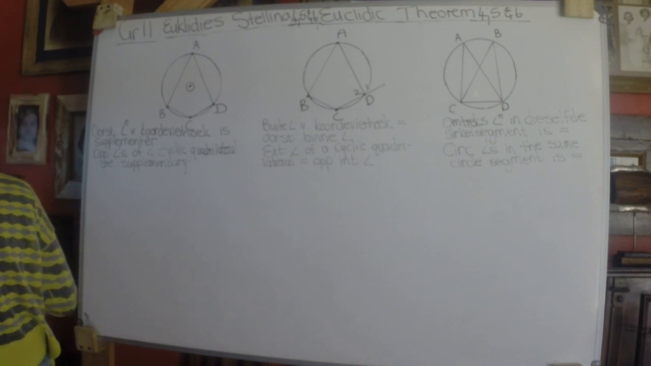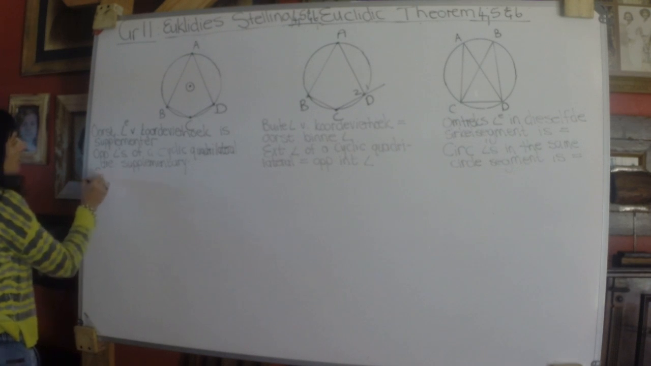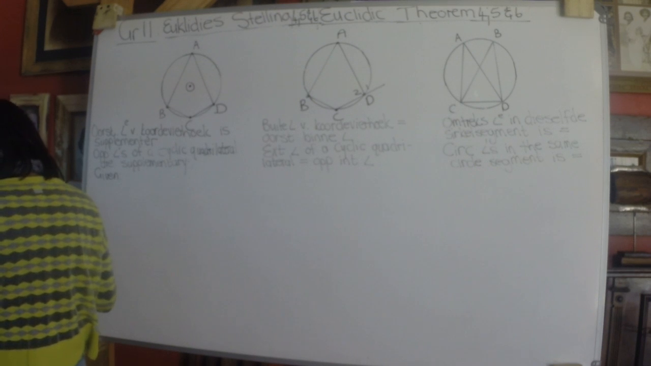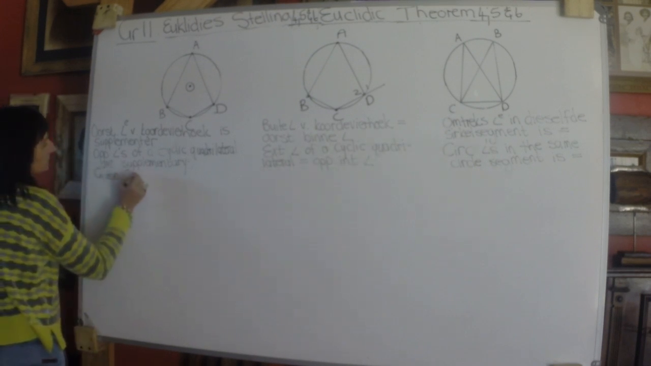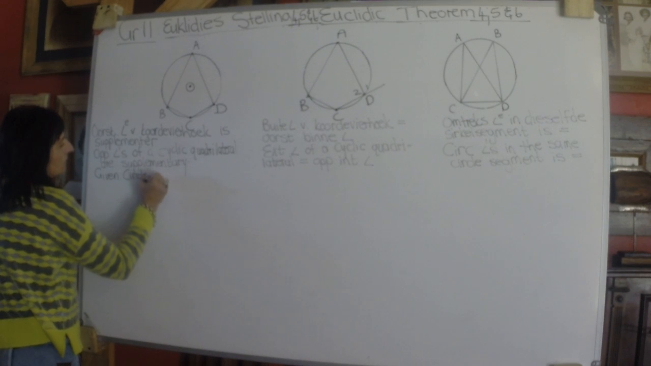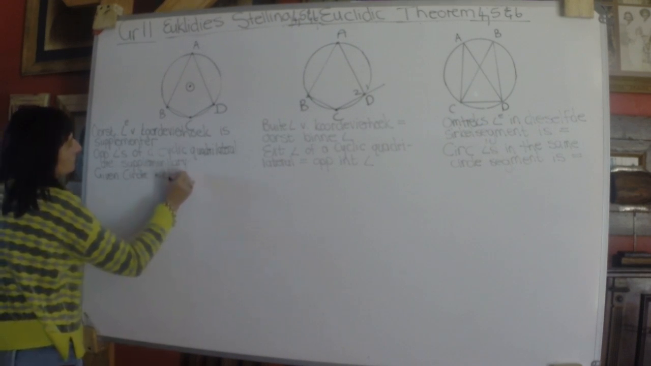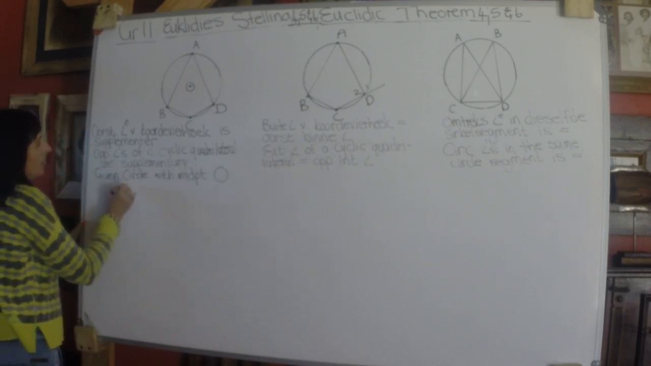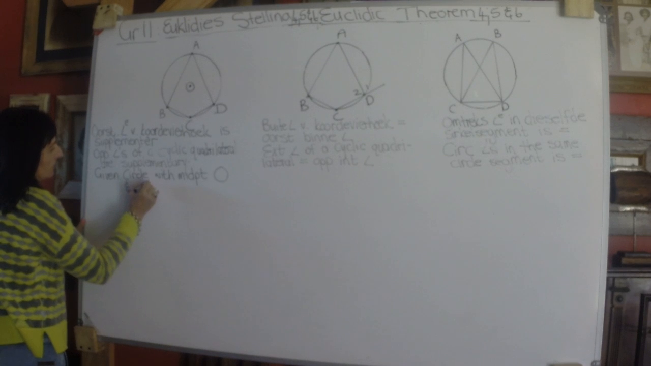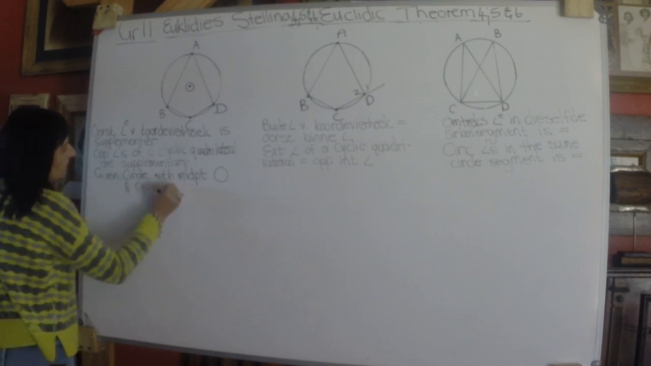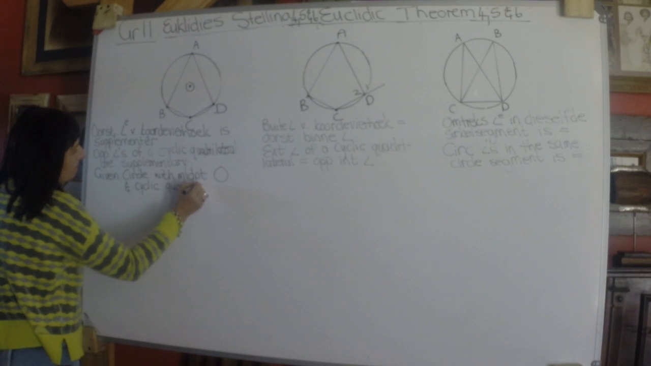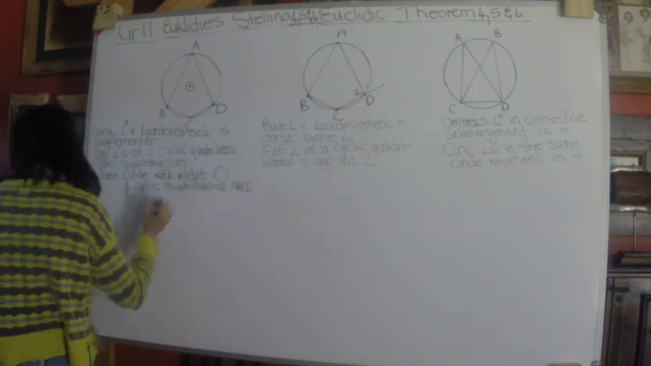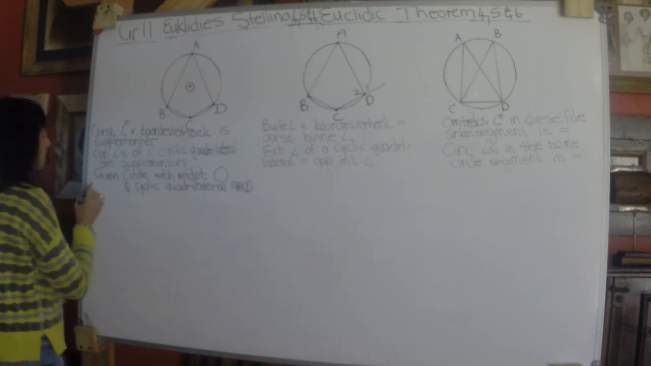What is being given? Okay, being given is just simply a circle with midpoint O and a cyclic quadrilateral ABCD. That's what's been given. So kom ons gaan kyk wat must be proven, te bewys.